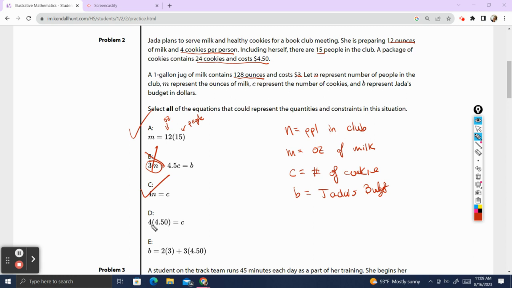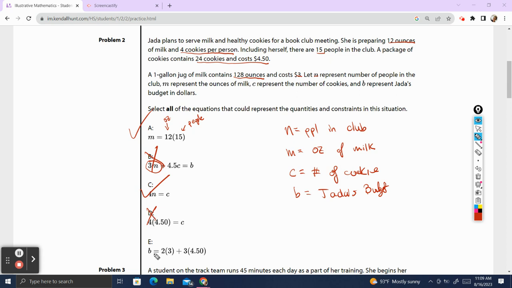D, 4 times 4.50 is equal to C. So in this case, the 4.50 is the cost of a package of cookies, and C is the number of cookies. Well, 4 times 4.50, that's going to give you the cost of cookies for some people. Well, that's actually not going to get you anything because there's 24 cookies in a pack. So I'm going to cross that out.